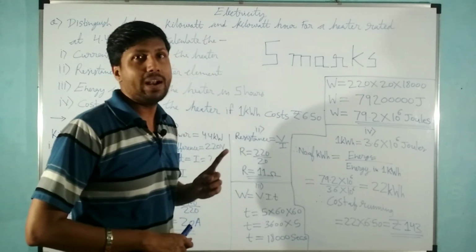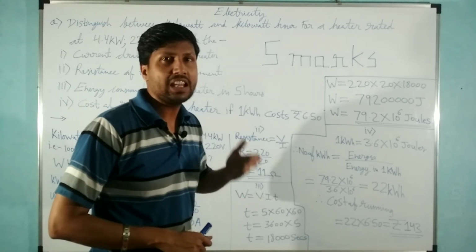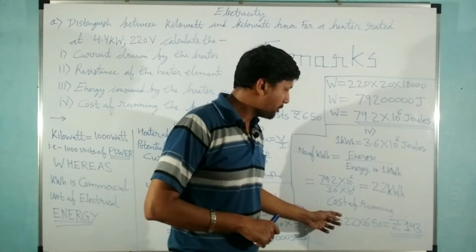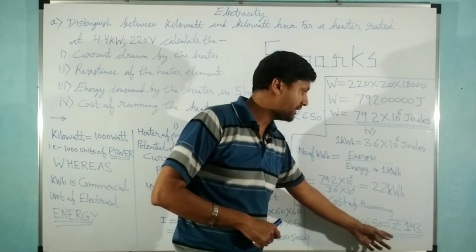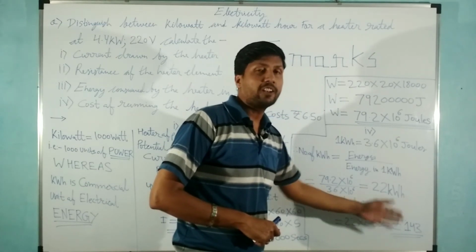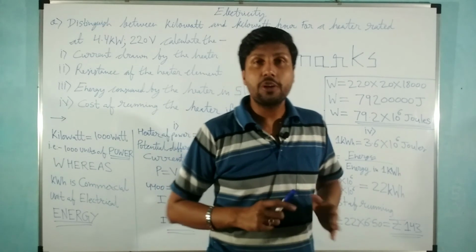For 1 kilowatt hour, the cost is 6 rupees 50 paisa. So we just have to get the cost of running by multiplying 22 by 6.50. That is 143 rupees.